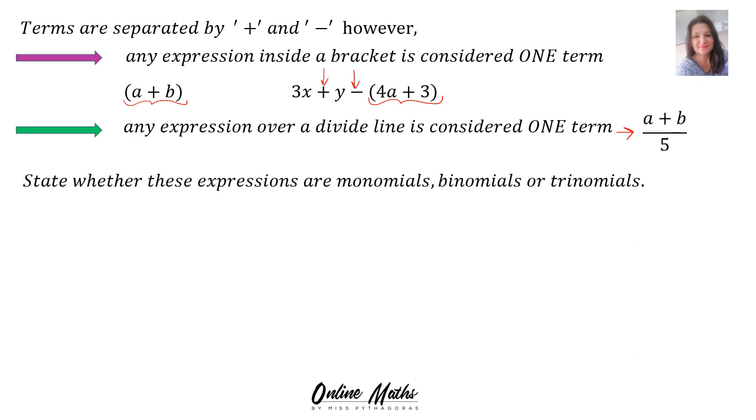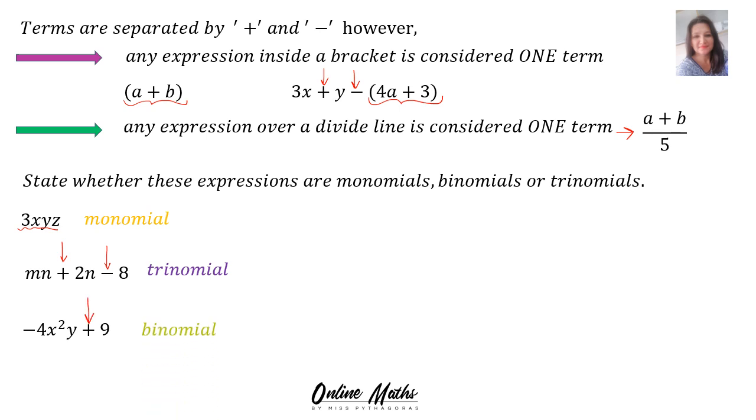State whether these expressions are monomials, binomials, or trinomials. Let's see. When I give you 3xyz, this one is one term, a monomial. The second one, mn plus 2n minus 8. This plus and this minus separates them. This is a trinomial, 3 terms. When you look at that, it's this plus that's going to separate the 2 terms. Therefore, 2 terms, a binomial.